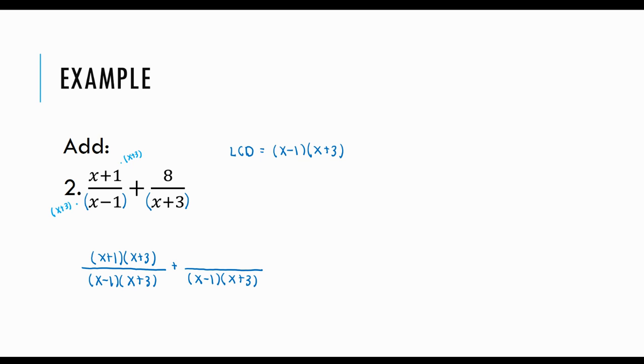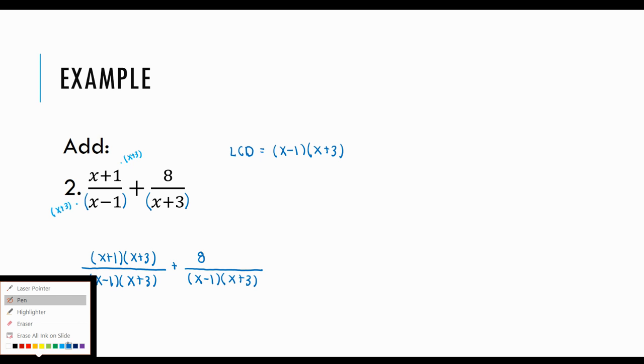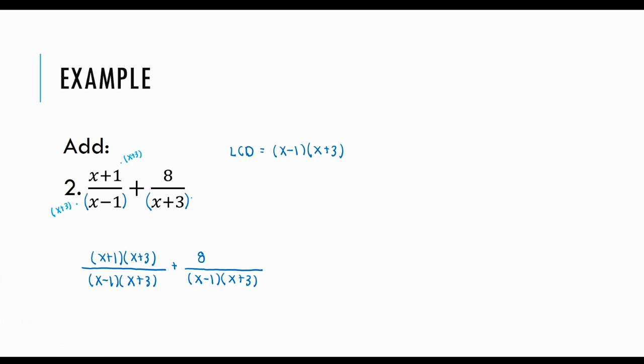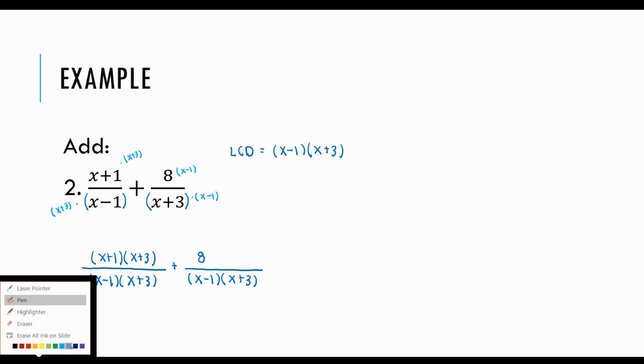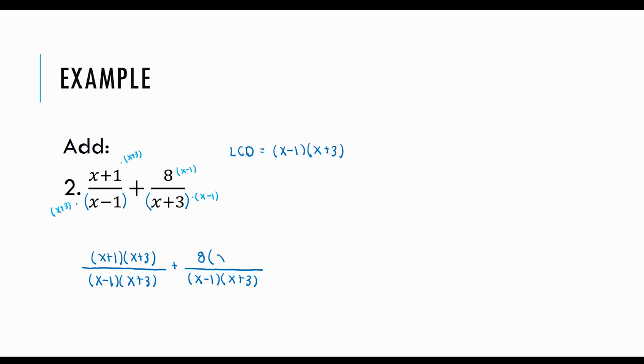Same idea with that 8. I start with an 8, but because my original denominator was only one binomial and now it's 2, I multiplied that by x minus 1, which means if I do it to the bottom, I'm going to do it to the top. So that's why I need to have 8 times x minus 1.